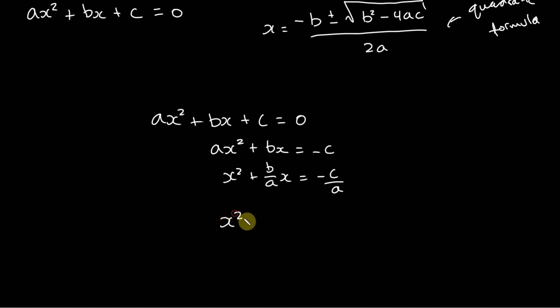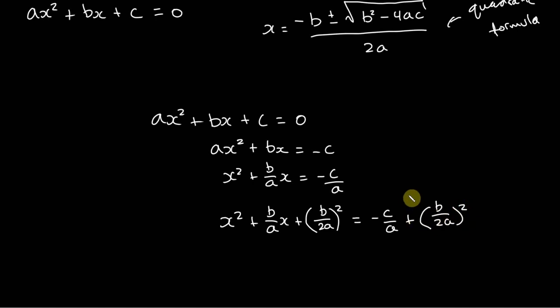So what we have then is x squared plus b over a x plus, and I'm just going to put this in parentheses, b over 2a squared. And again, that is equal to minus c over a. But what we add to the left hand side, we've got to do to the right hand side. So I'm going to add b over 2a squared on the right hand side as well, right? This is just basic algebra. What we do to one side, we've got to do to the other side.